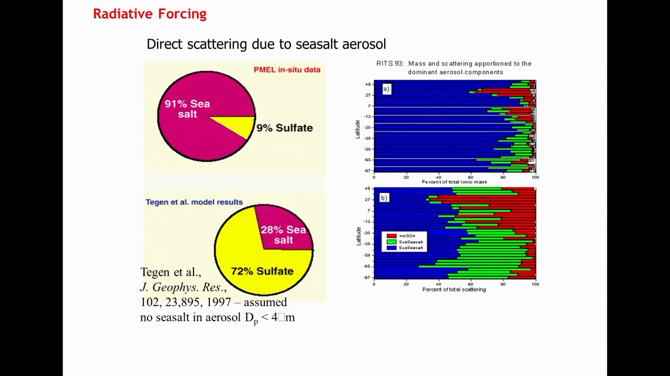So what's wrong with this picture? Anyone see a discrepancy? Do we know what we're looking at? So the top picture is the mass fraction of sea salt and the mass fraction of sulfate in a marine environment. And the bottom is what the model says. And the model says there's lots more sulfates than sea salt. But the model makes the one critical assumption.